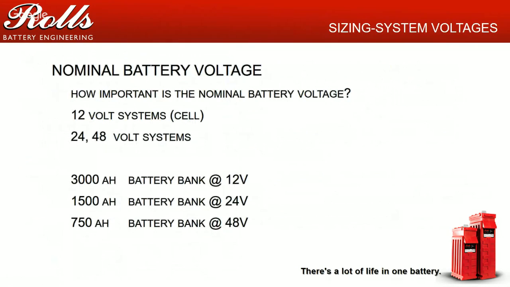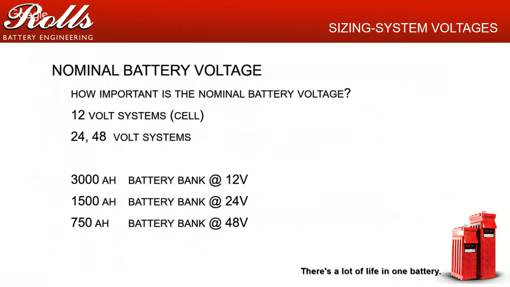Nodal bank battery voltages. A watt is a watt is a watt. So these three battery banks, this 3,000 amp hour battery bank at 12 volts, this 1,500 amp hour battery bank at 24 volts, and this 750 amp hour battery bank at 48 volts, are basically the same battery bank, same amount of power, just different voltages.